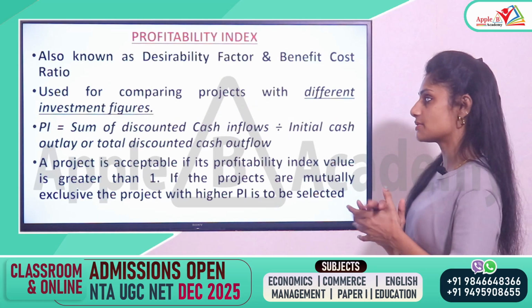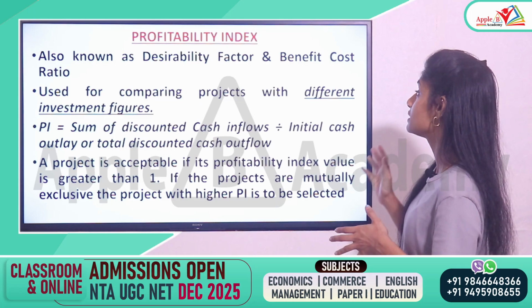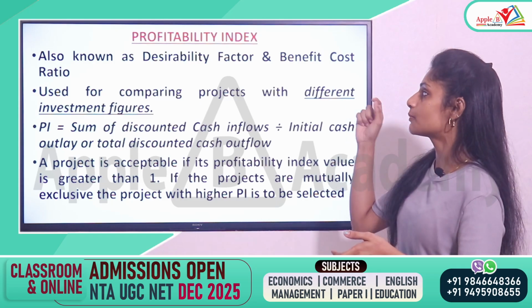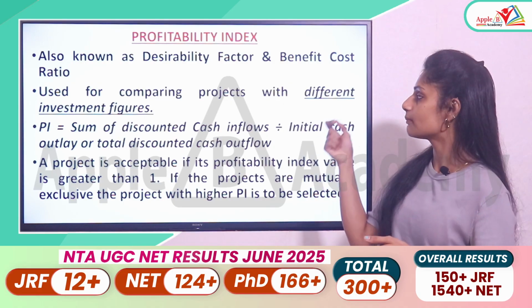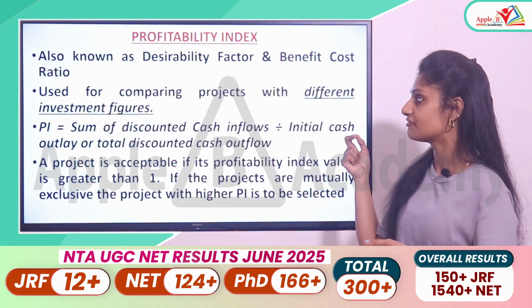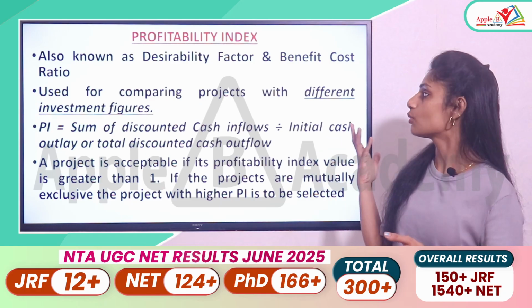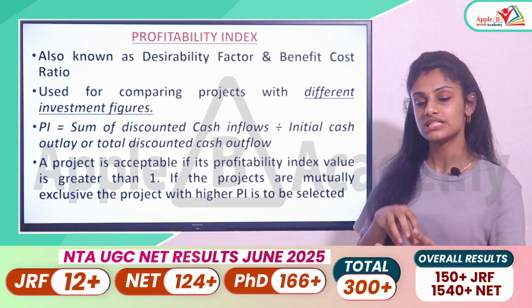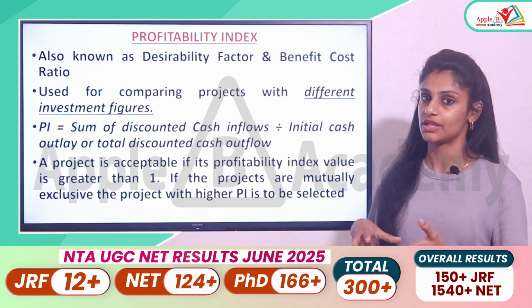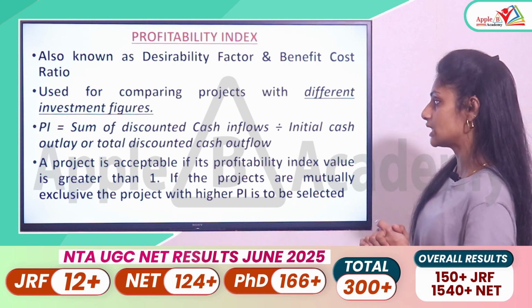Now it's about profitability index, which is also known as desirability factor and benefit cost ratio. Profitability index is the term that we commonly use. But you should also be aware of the other terms, desirability factor and benefit cost ratio, because in the exam they can also ask about desirability factor. So you should be able to identify that desirability factor and profitability index are the same. Then only you will be able to answer the question easily.